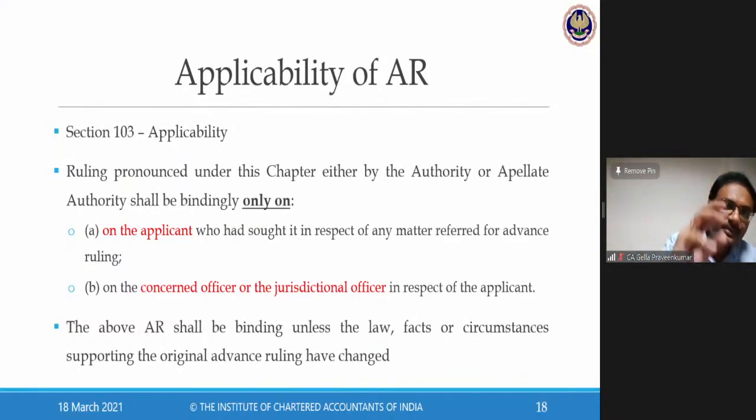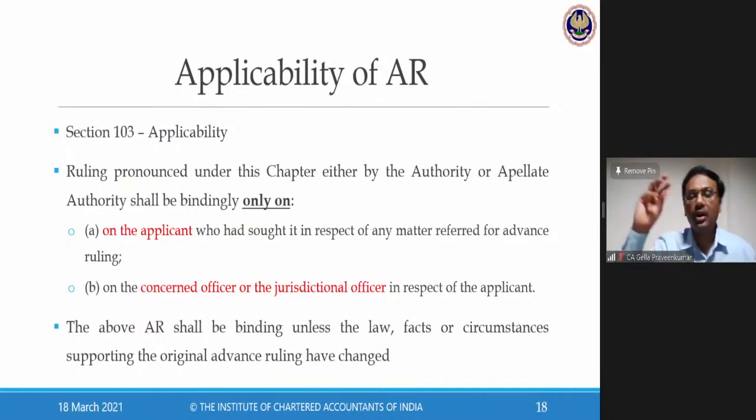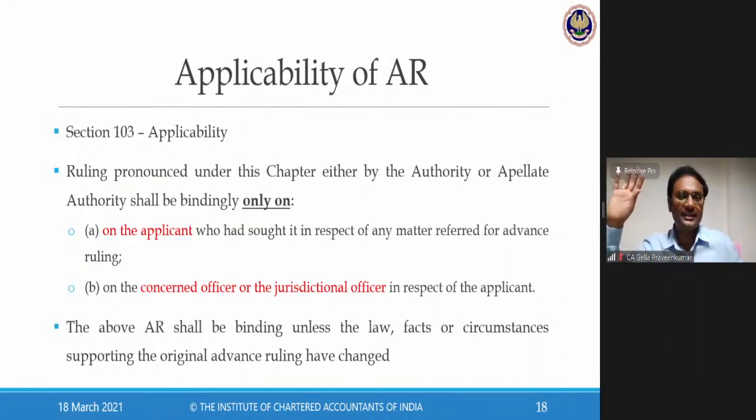Just because this particular SSC, Sumit, got a favorable order, this order of eligibility of input tax credit cannot be put forth to another SSC who is in a similar line of business. Reason: they say the applicability of an advance ruling is only on that applicant and the jurisdictional officer, not any other SSC. So I cannot copy this advance ruling, either favorable or unfavorable, on any occasion.